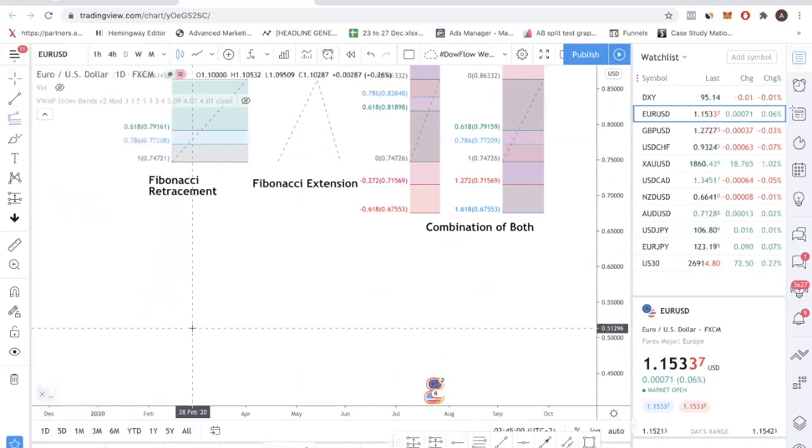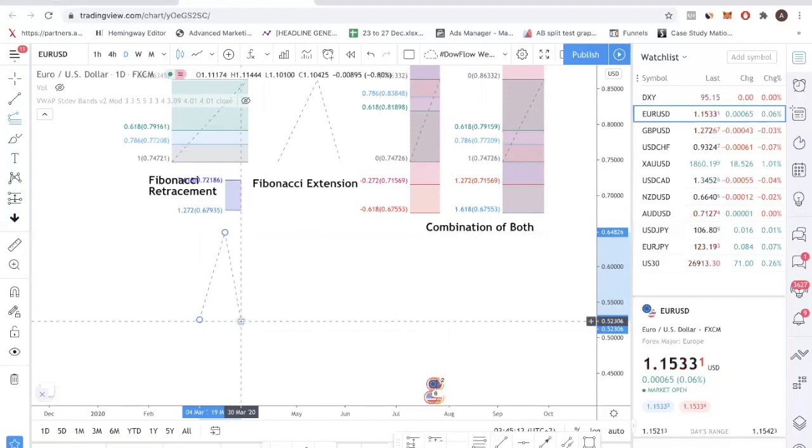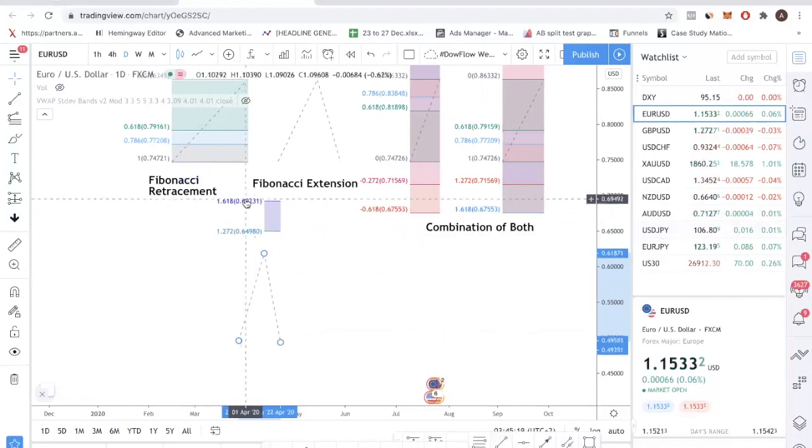assuming that you are trying to buy and you are trying to lock in your profits, your buy trade. So you start from the low, you move up to the high, back to the low, and then you will get your two targets, which is the 1.272 level as well as the 1.618 level.